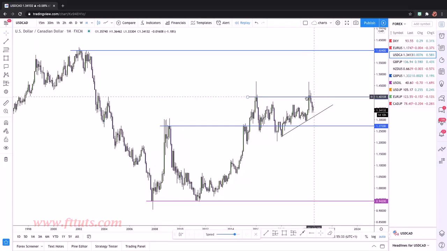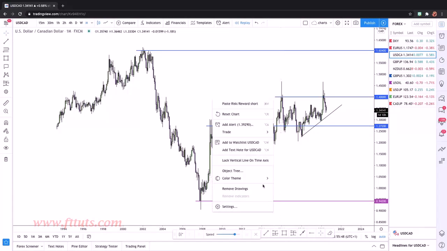So what ended up happening is it tried to break above the 1.40 and then came up, tested this liquidity wick, and then came down, closed below, and now this is just a correction phase for now. Okay, so it's the exact same thing.